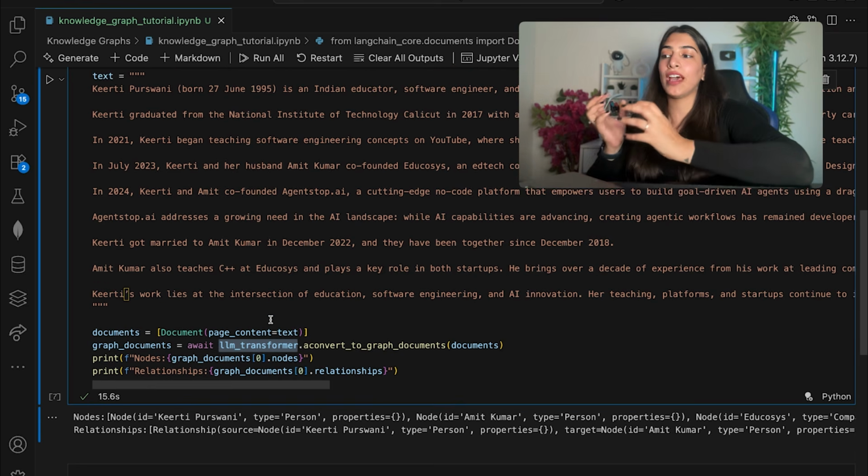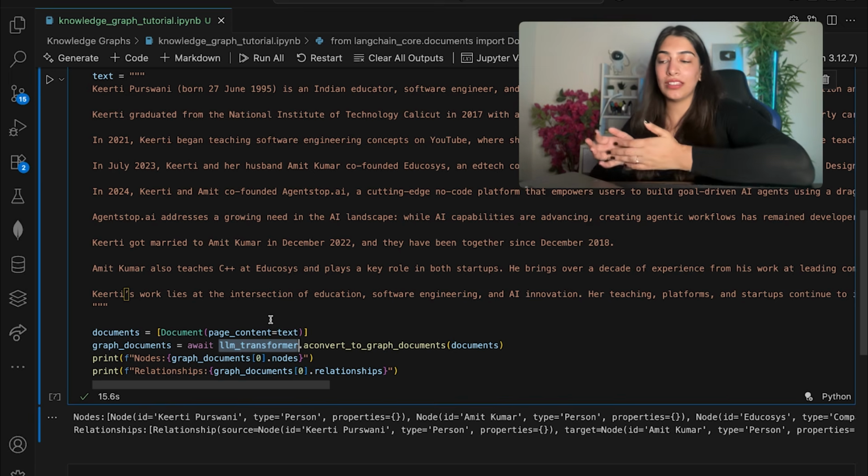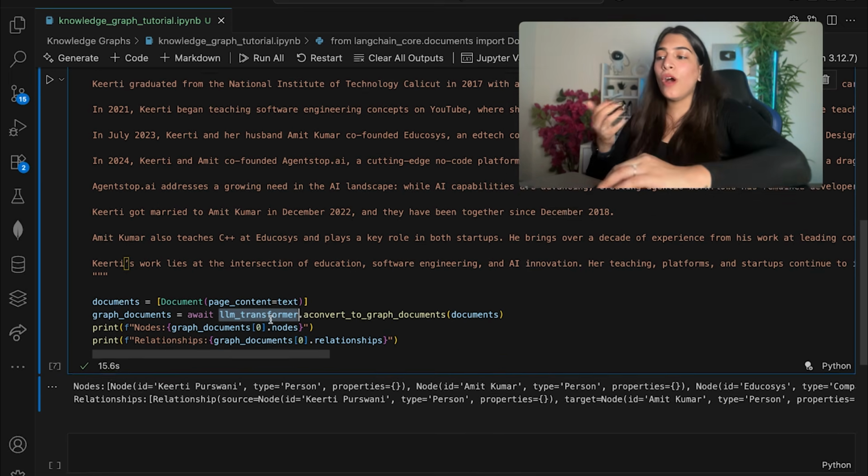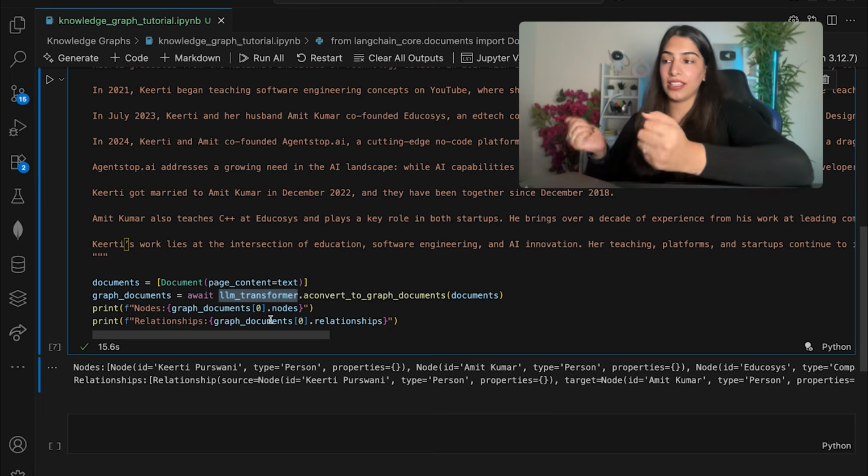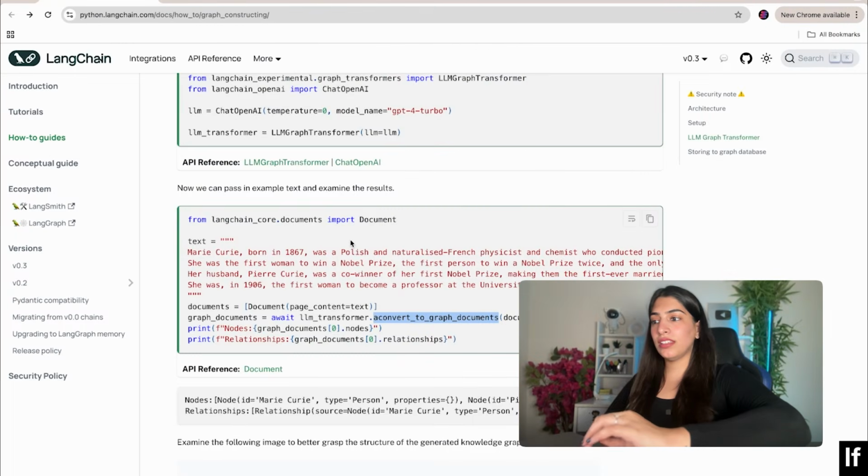Basically, we would have to call one LLM and tell it in the prompt that this is what I'm looking for, and to give me the output in this particular structured format. Or I can use a framework like LangChain or LangGraph. Let's also look at the example that they had taken in the documentation.